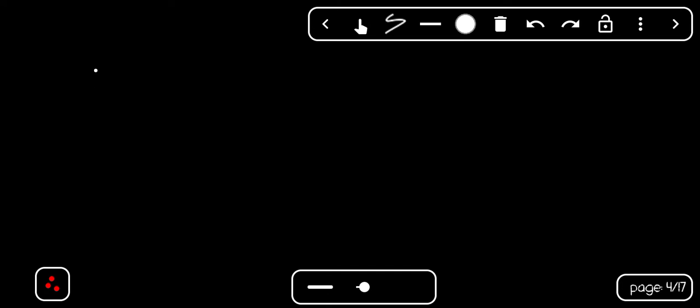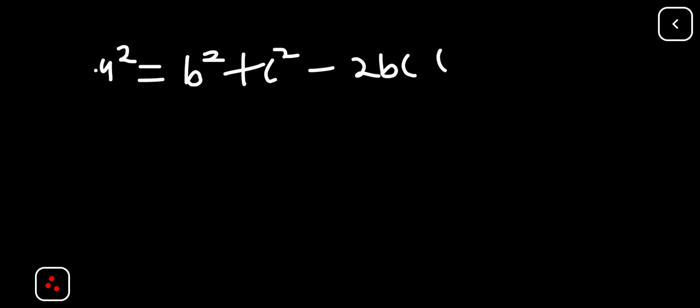Now, how do you explain the cosine rule? The cosine rule is giving us this: a square equal to b square plus c square minus 2bc cos theta. We're not going to go into detail as to how this formula came about, but just understand that the condition for applying cosine rule is that when you have two sides and an included angle, you can find one other side. That is the condition.